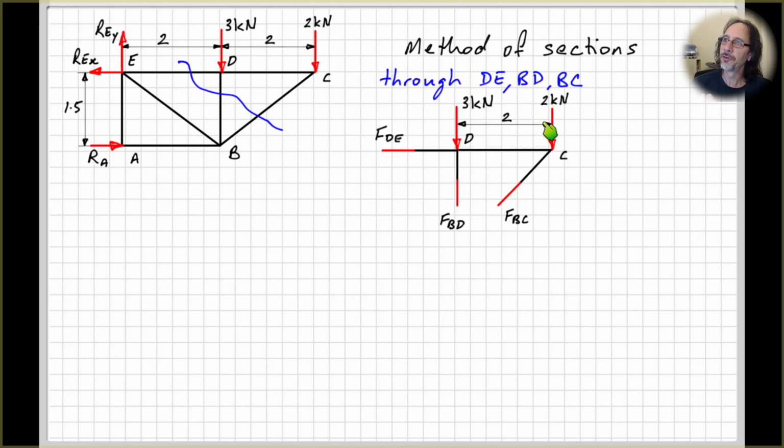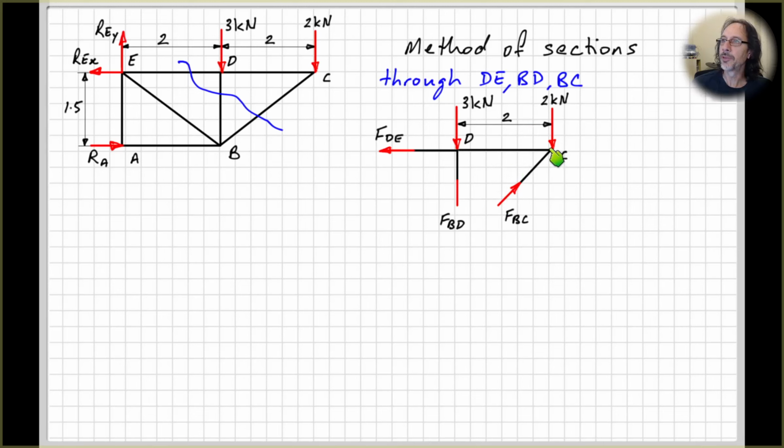So the 2 kilonewton force here has a clockwise moment, so therefore we need FBC to cause an anti-clockwise moment, so therefore FBC must be acting upwards to the right. And now having got that, we can see FDE must be to the left because FBC is to the right, and looking at FBD here, it's not necessarily obvious whether it should be up or down because we've got forces coming down and a component of force acting upwards.